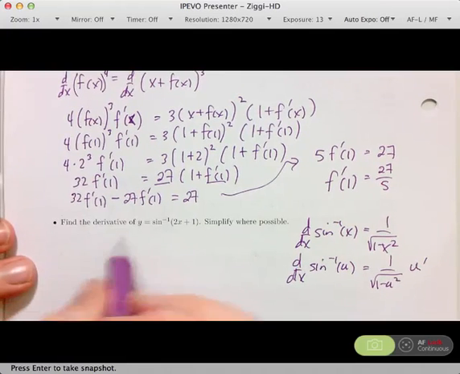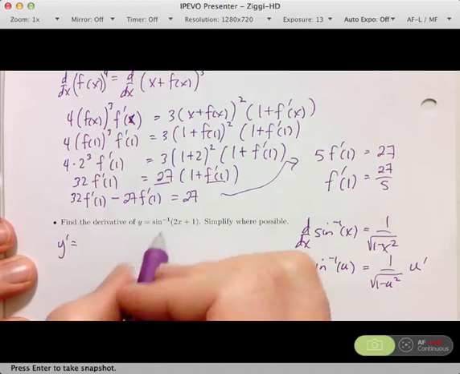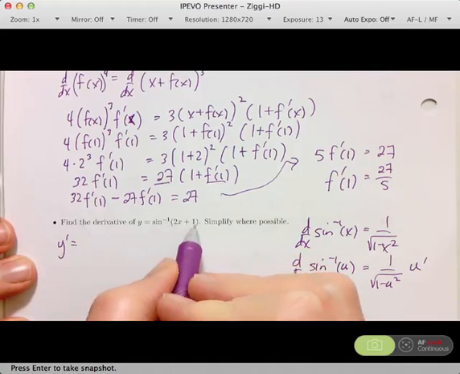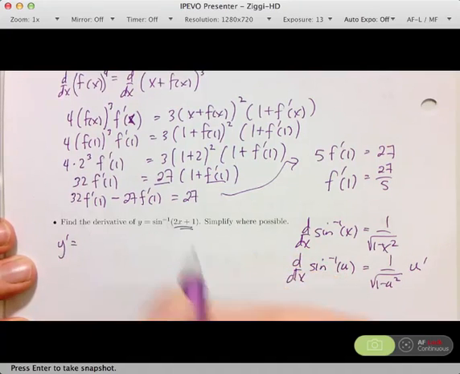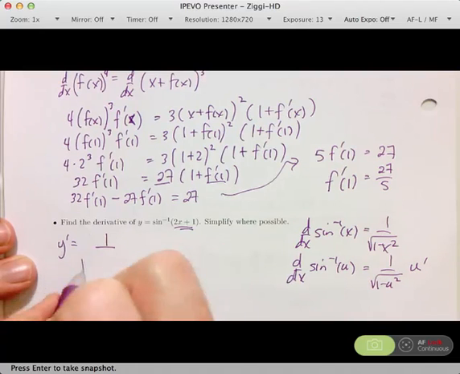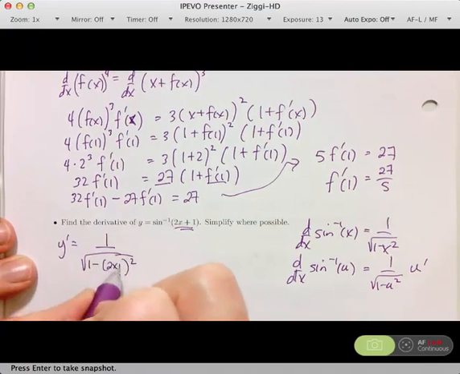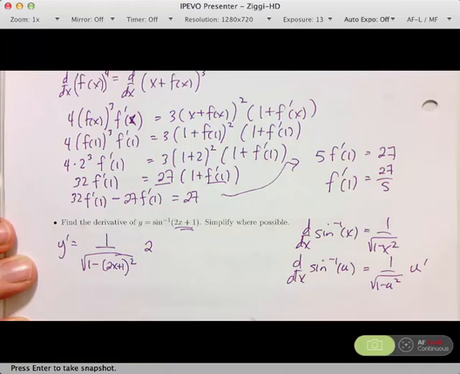Okay. That's what it looks like here. So y prime is equal to, we're going to use the chain rule. I'm going to take the derivative of sine inverse, leaving what's on the inside alone. So I take the derivative of sine inverse and evaluate it at 2x plus 1, so that gives me 1 over the square root of 1 minus (2x plus 1) squared, times the derivative of the inside, which is simply 2. There's not much simplification you can do here, so let's just leave it about like that.